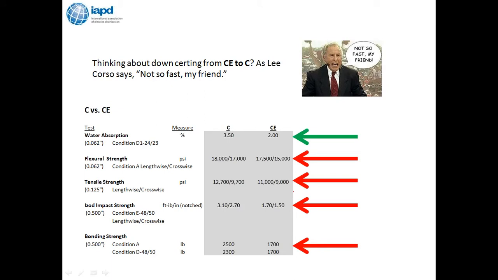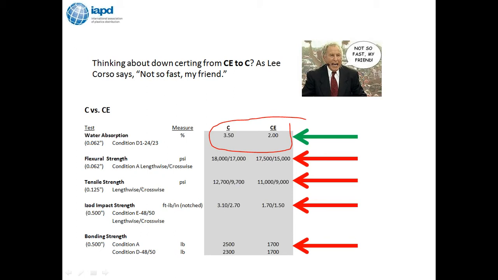This is something that we see quite a bit, and the football draft yesterday was kind of timely on this. If you're thinking about downsorting from CE to C, as former coach Lee Corso says, not so fast, my friend. We like to point these out because sometimes people will try to substitute the CE grade for the C. If you're just looking at water absorption, okay, that's great because the CE actually has better properties in water absorption than the C.